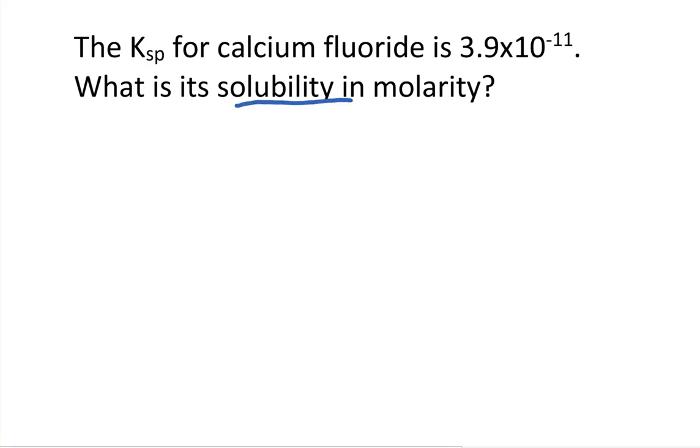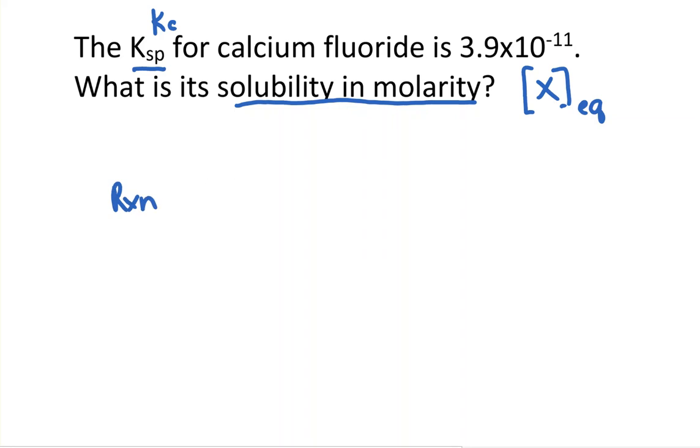The solubility in terms of molarity, remember, will be our X, which is an equilibrium concentration when we set up our RICE table. And then, of course, this is like our Kc, or equilibrium constant. So the first thing let's do is set up a RICE table.